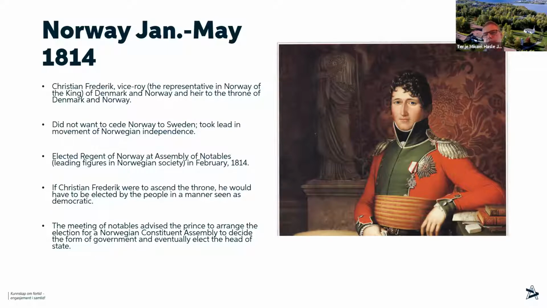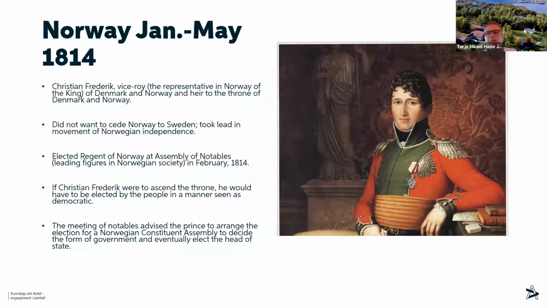But what happens in Norway in the spring of 1814 is that Christian Frederick gets together with the wisest persons in Norway, the so-called Assembly of Notables, in February of 1814. He asks these people, do you think that I should claim the Norwegian throne and become King of Norway? The notables say, you could do so, but you have to ask the people first.